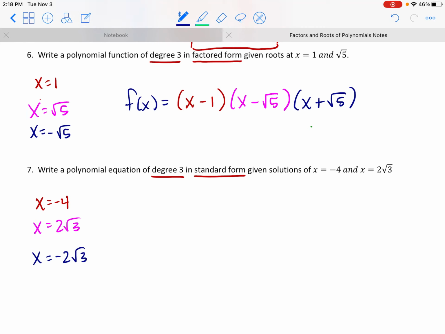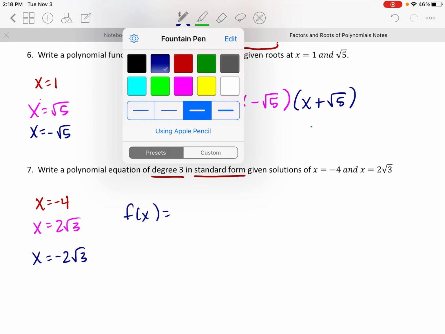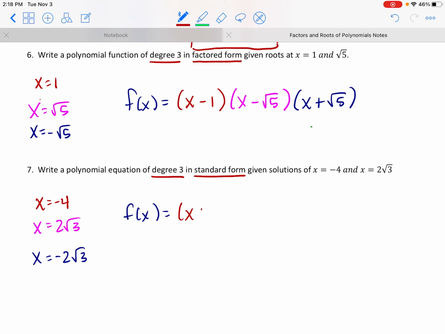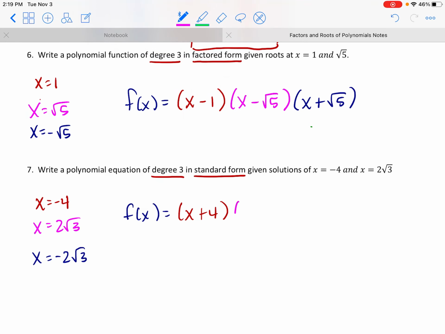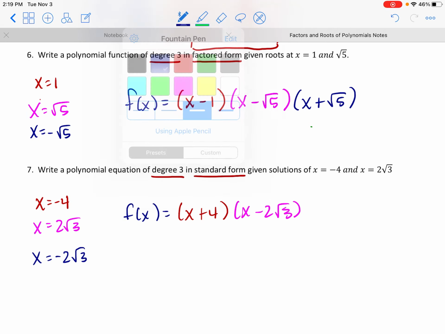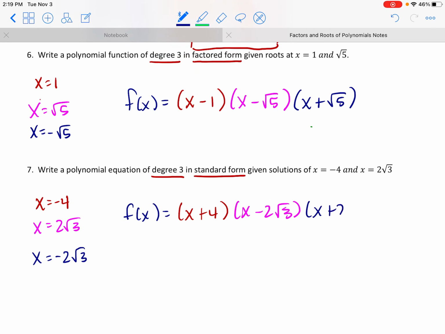So now our function, f of x, in factored form is going to be, let's see, x plus 4, right? Opposite of negative 4 is positive 4. And then pink, x minus 2 radical 3. And then lastly, x plus 2 radical 3. So that's the factored form. Now I have to multiply that out to get standard form.